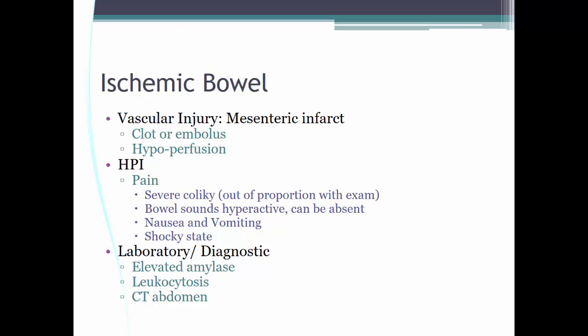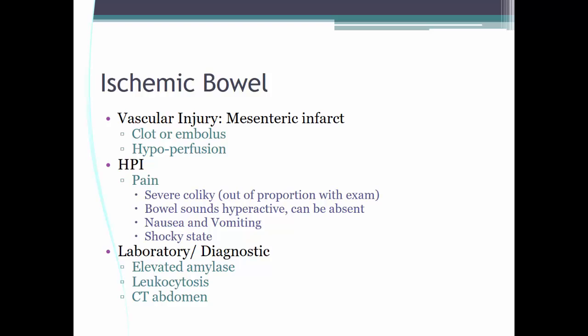Laboratory tests, you could do an elevated amylase, but not lipase. Lipase is more specific for pancreatitis. Leukocytosis, but any acute abdomen will give you leukocytosis. Early diagnosis is particularly important because mortality increases significantly.